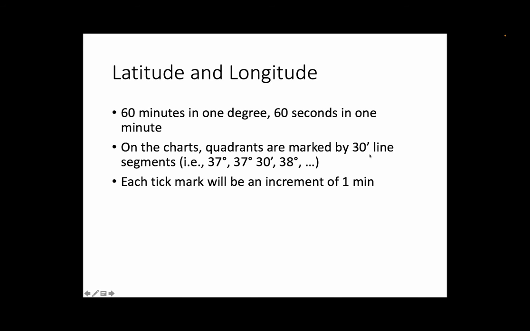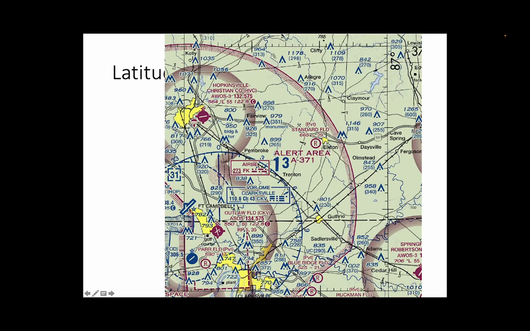So quadrants are marked by a 30-minute line. One degree of latitude or longitude is 60 minutes, and 1 minute is 60 seconds. So this is the division of degrees, and the quadrants are marked by 30-minute lines. So 37 degrees, 37 30, 38, 38 30, and so on. And each tick mark is going to be an increment of 1 minute.